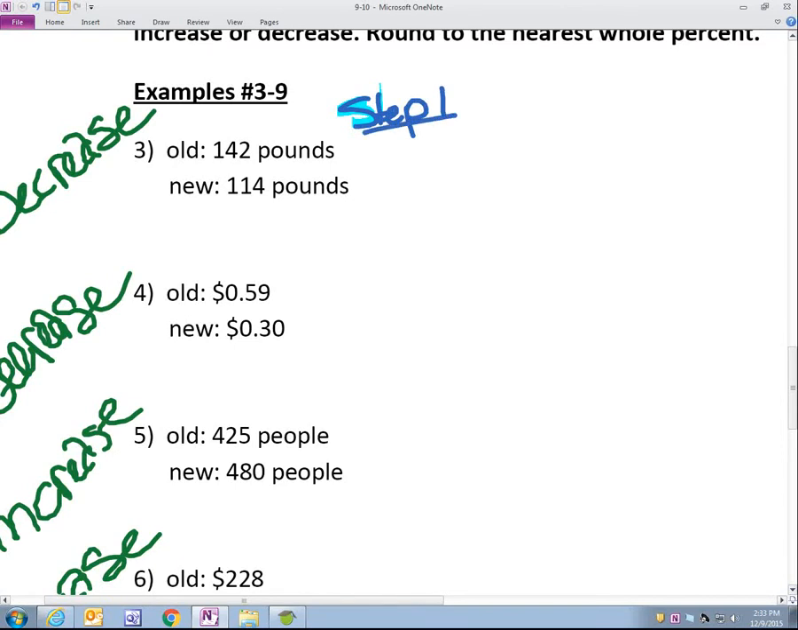Step 1, the first thing that we need to do on all of our questions on the homework tonight, and you can do whatever you can for this one, okay? Step 1, what we have to do is find the change. So I'm going to take, as it says at the top of my page, 142 minus 114.